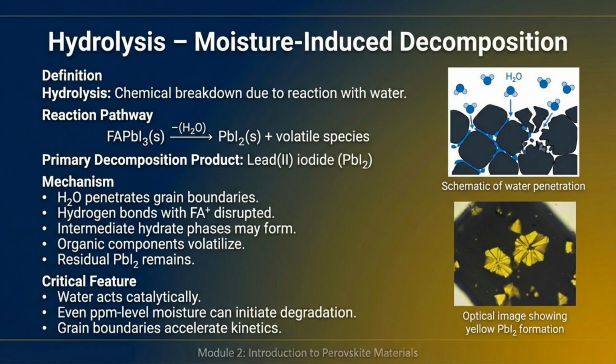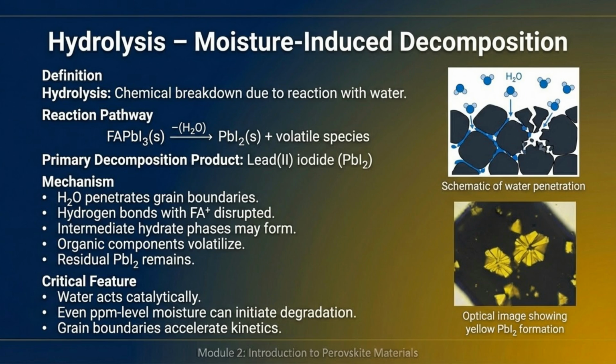Mechanistically, water molecules penetrate primarily through grain boundaries and surface defects. Because perovskite films are polycrystalline, grain boundaries act as fast diffusion channels. Water lowers the activation barrier for bond dissociation. Importantly, water frequently acts catalytically. It is not necessarily consumed in the reaction. Instead, it assists in bond cleavage and then diffuses further into the lattice. Thus, even trace moisture, at parts per million levels, can gradually degrade an entire film over time.